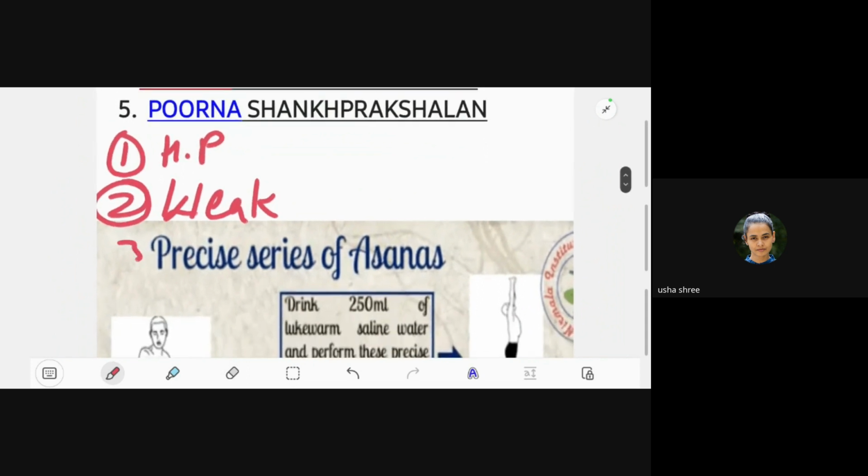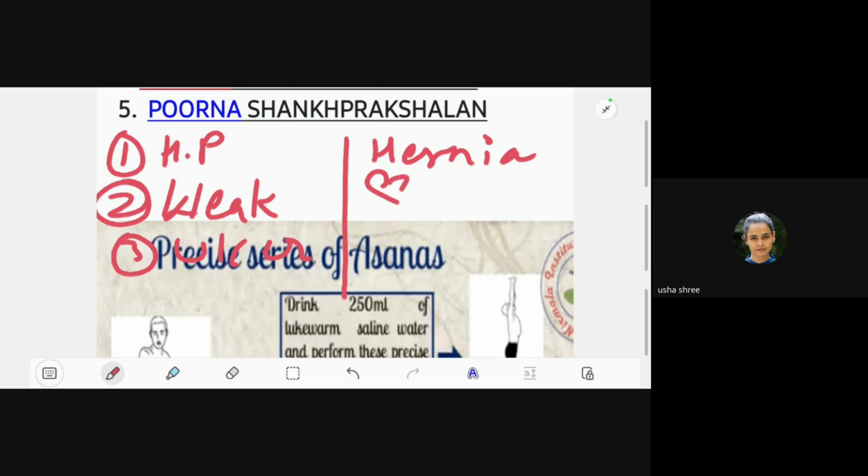Ulcer, any sort of ulcer, hernia, or what else? Heart problems, and there's one more problem. Hernia, appendix, and the last is colon problem generally.